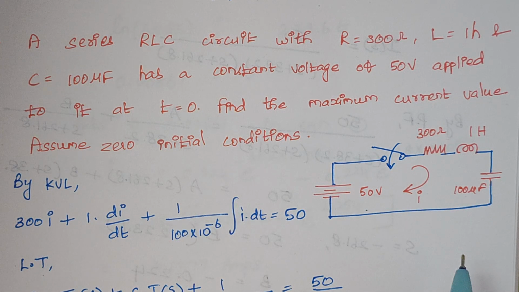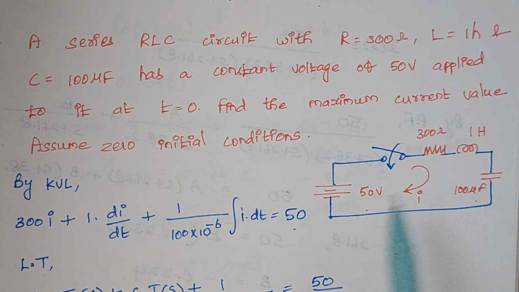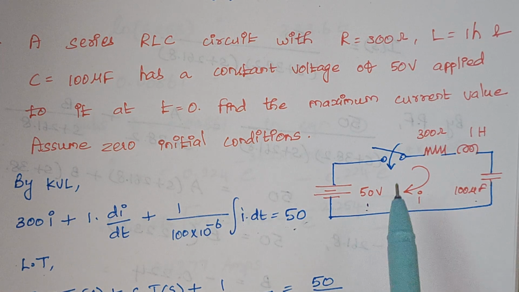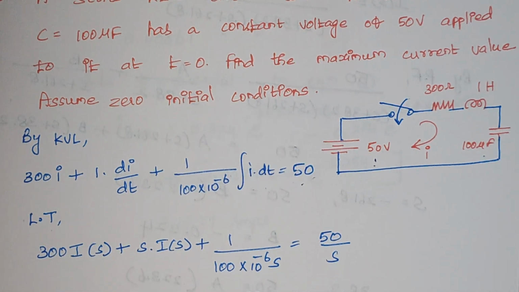Sum of voltage drop is equal to sum of voltage rise. So this is your voltage drop and this is your voltage rise. 300 into I plus 1 into di by dt plus 1 by 100 microfarad integral of I into dt. These are the respective voltage drops and this is your voltage rise, that is 50 volt. The next thing is, as usual, we are taking Laplace transformation.